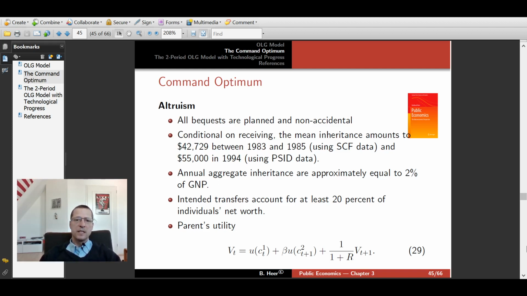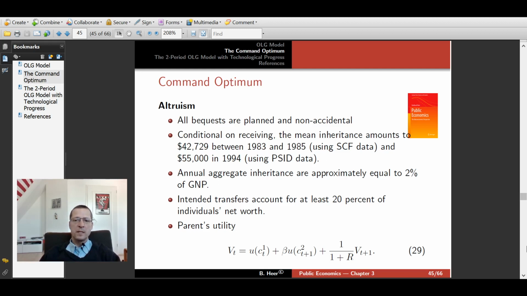And intended transfers and bequests: some of the bequests, because of tax reasons, are transferred prior to death. So people start to transfer some of their wealth to their children in order to save taxes, or for their children to save inheritance taxes. Now, if you also count this number, we find that about 20% of individuals' net worth stems from inheritances.